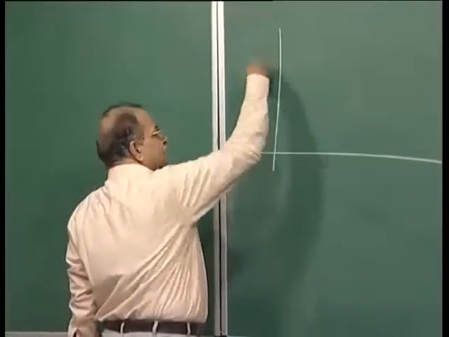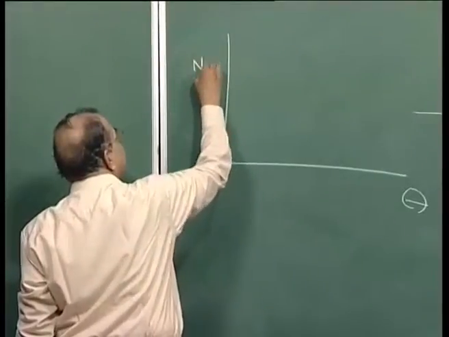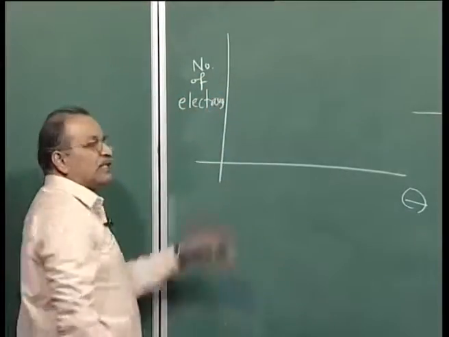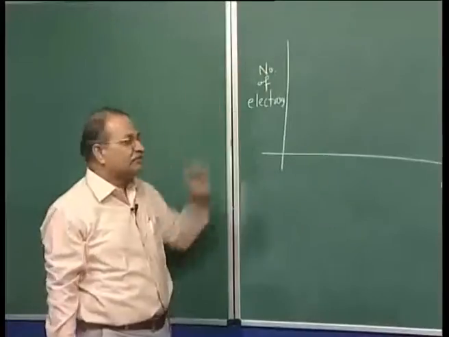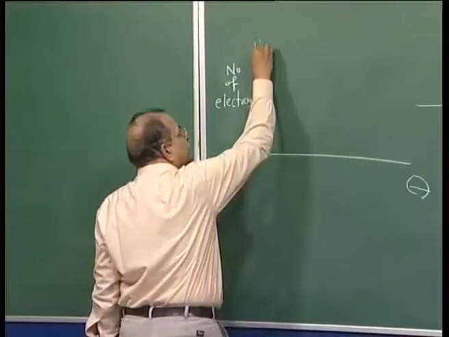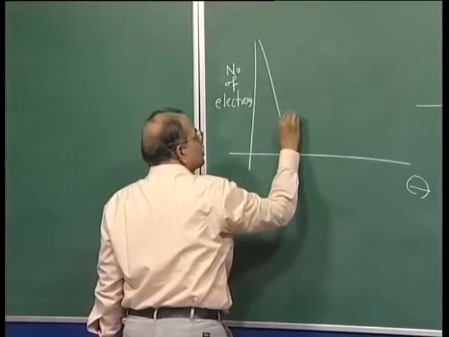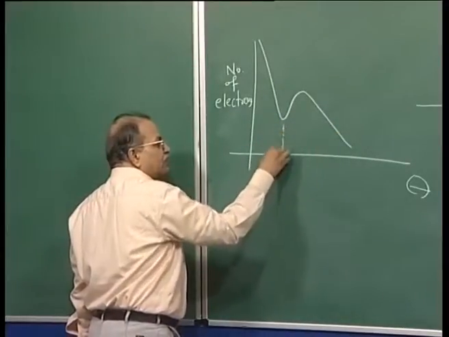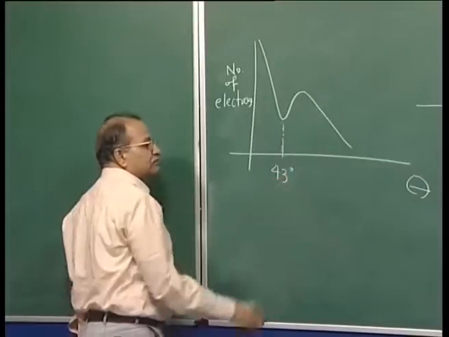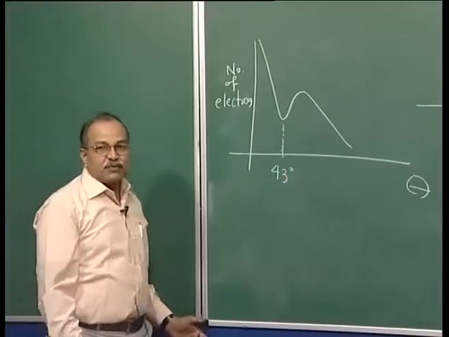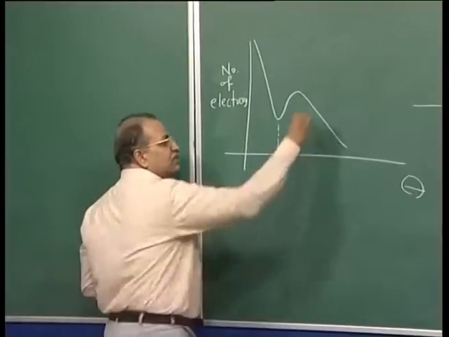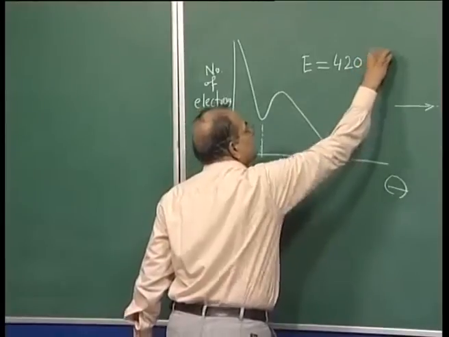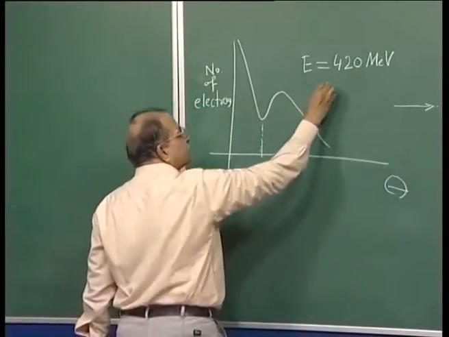Here it is written d sigma d omega, but you just take it as the number of electrons per unit time and per unit solid angle. So you find that it decreases, then goes through a minimum and again increases, and this angle was somewhere around 43 degrees or so. And what was the energy of the electron? The energy of the electron was 420 MeV. And what was the target? The target was oxygen.